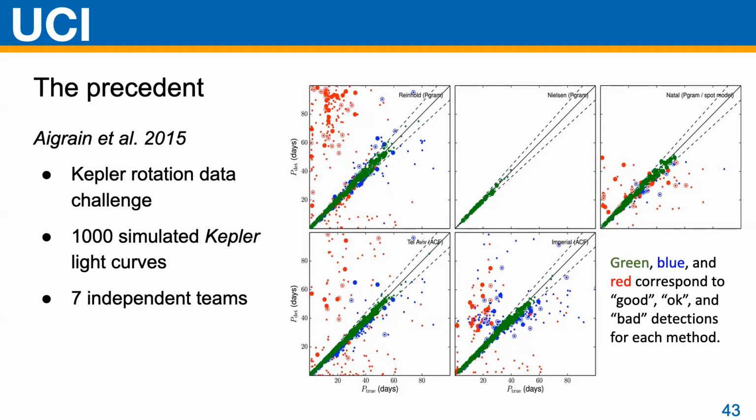This study also did not include non-rotators. It didn't have any non-rotators in the sample. So it was just, can you get the correct rotation period for stars that are definitely rotating? So we're structuring the sample a little bit more to provide more realistic ways to trip up pipelines. But it did illuminate some of the strengths and weaknesses of Lomb-Scargle periodograms, autocorrelation function, and wavelet decomposition.